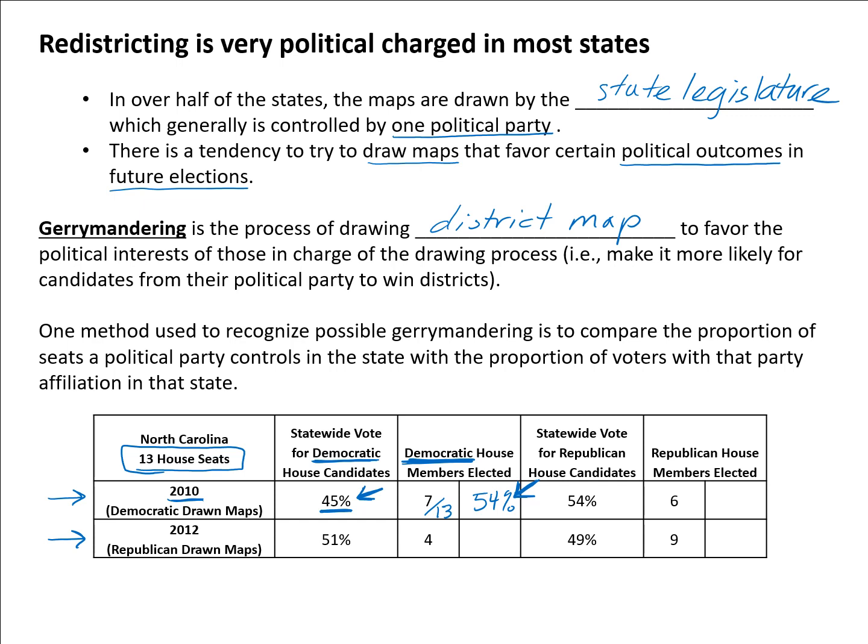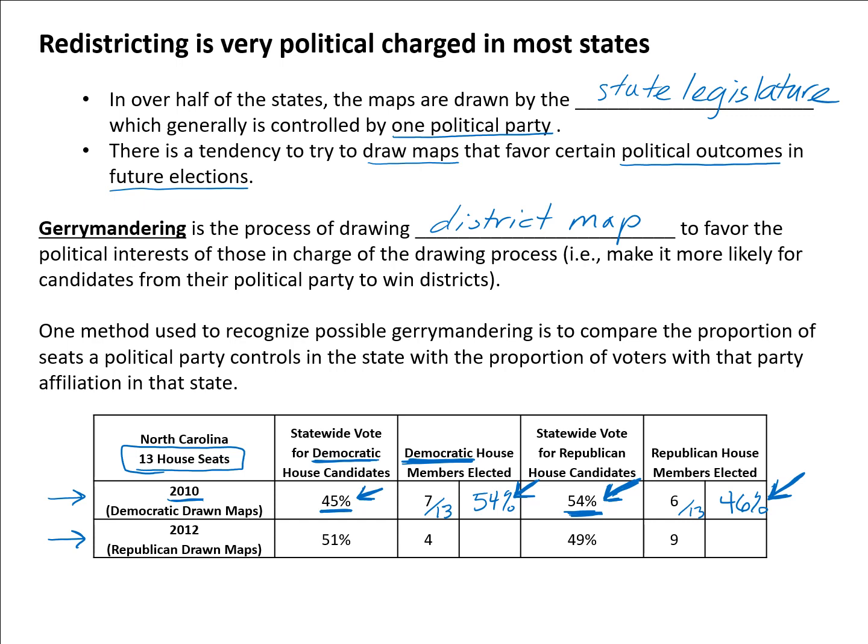You can look at this the other way around if you want. The state vote for Republican House candidates was 54%, and 6 Republican House members were elected. If we divide that by 13, 46% of the House seats were elected to Republicans. So again, a little more than 50% of the people in North Carolina voted for Republicans, but only 46% of the seats went to Republicans. You can see that it's a slight discrepancy, but it's still fairly close. Again, it's just over 50% and then just under 50%. But it does seem like it's a little different.